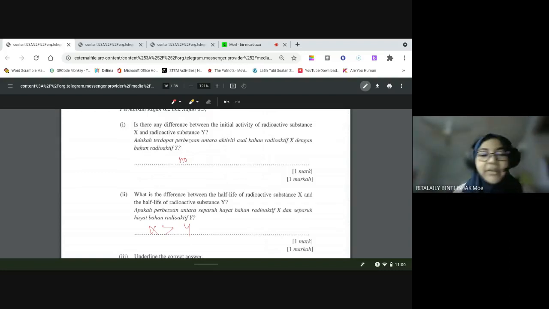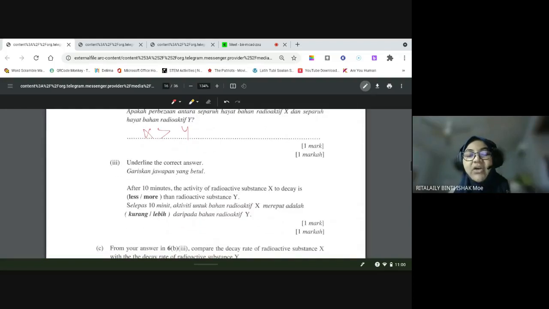Okay. So, underline the correct answer. Ini yang saya kata soalan underline ni kadang ada yang tertinggal. Padahal dia senang je. After 10 minutes, the activity of radioactive substance to decay is... Mana jawapan? Less. Okay. Is less than substance Y.